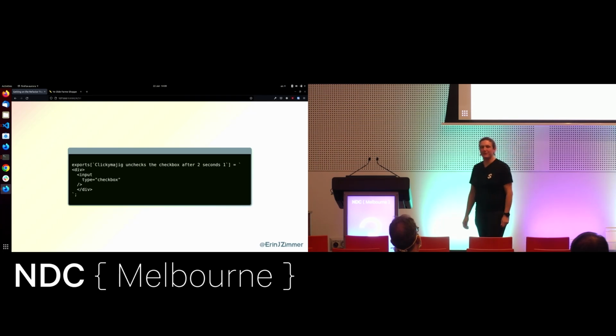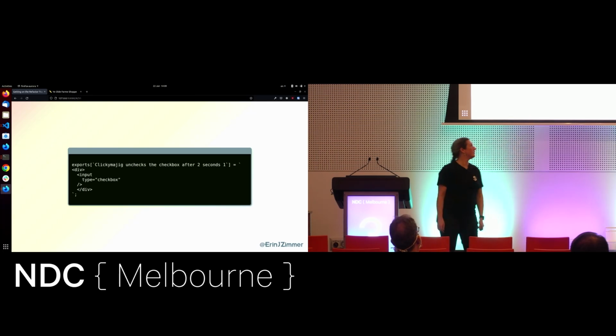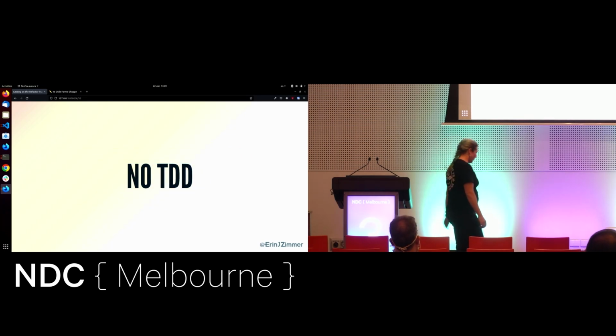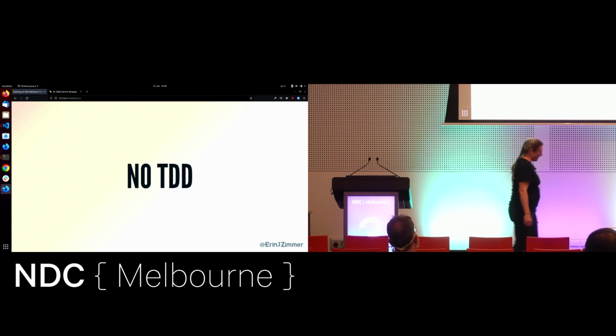It doesn't give you any information about whether that checkbox is checked or not. So we're not actually testing the things that we think we're testing there. And the third limitation of snapshot tests is that you can't do TDD with them.